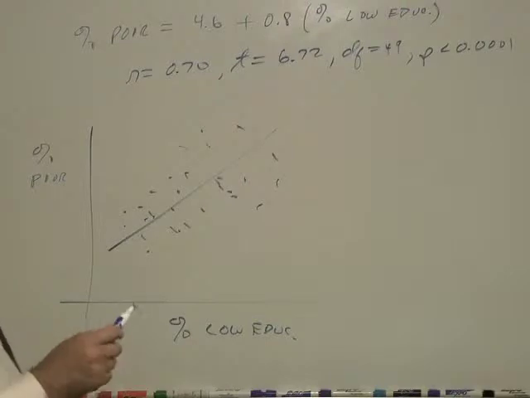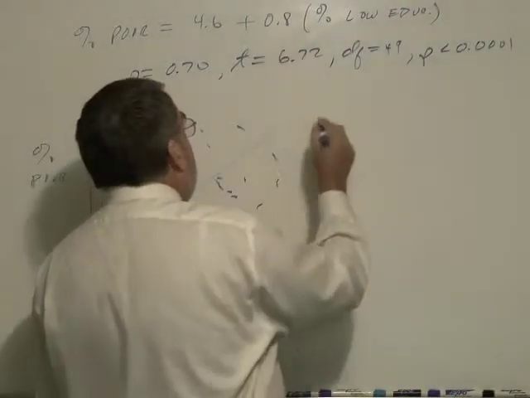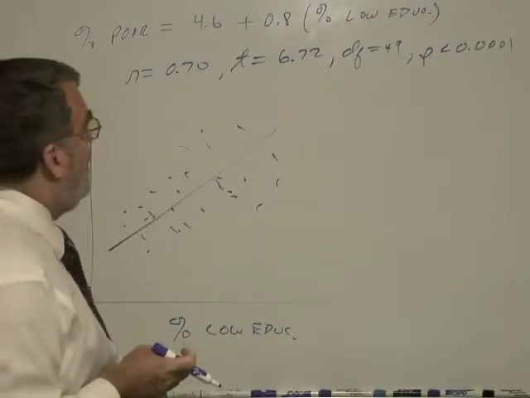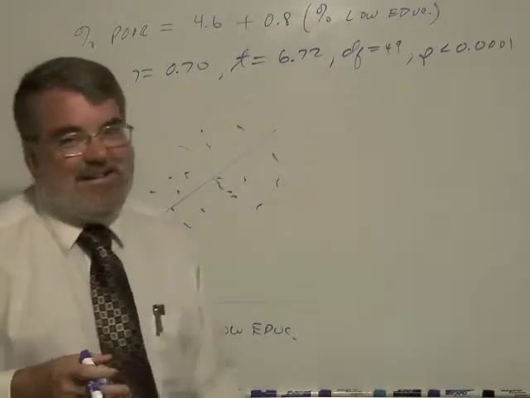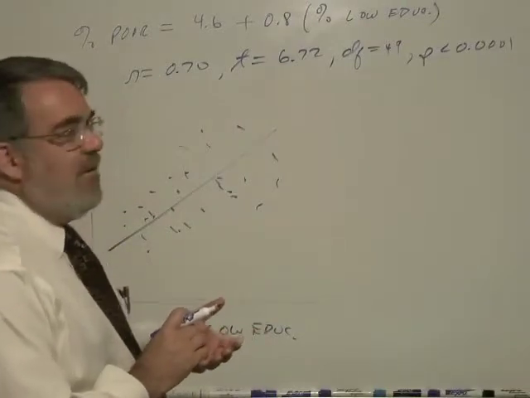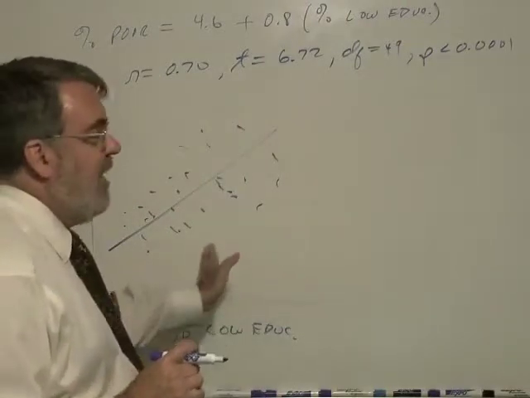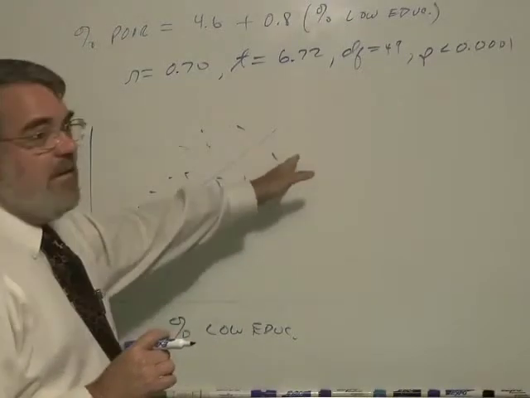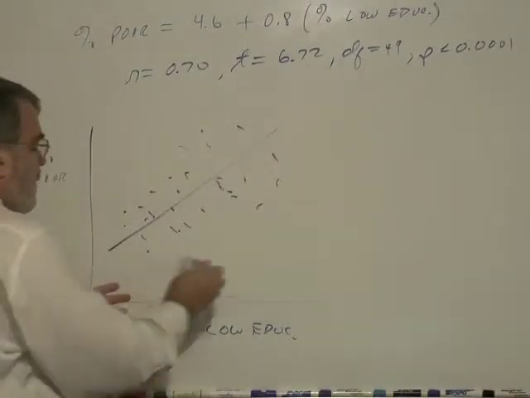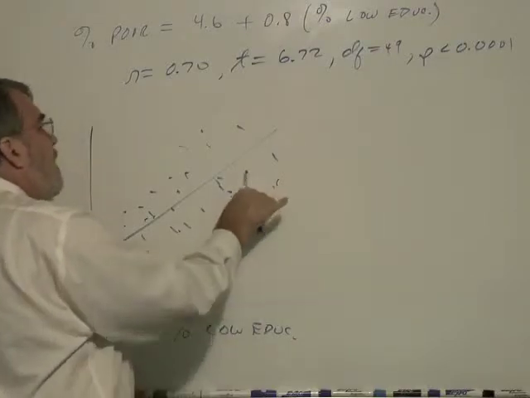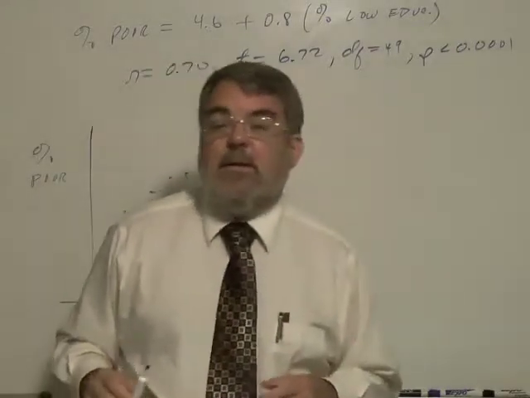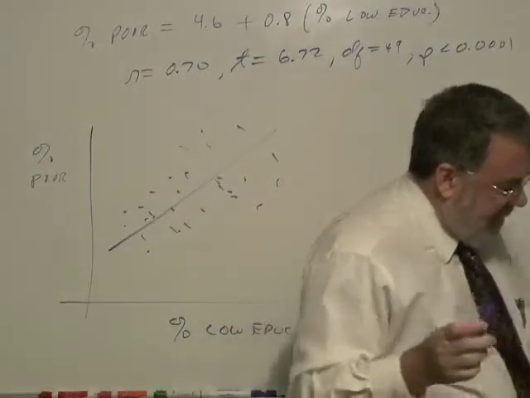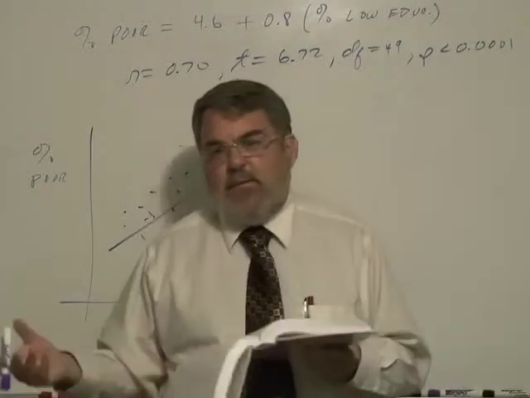So what does the slope tell us? For every 1% increase in low education, there's a 0.8% increase in the poverty level. So if you increase by 1% this way, you go up by 0.8% that way in the poor. So anyway, that's what that tells us, the slope. It's a rate of increase.